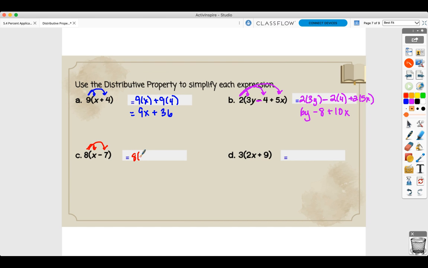So 8 times x minus 8 times 7. So that'll be 8x minus 56. And one more. So 3 times 2x plus 3 times 9. So 3 times 2x is 6x, plus 27.